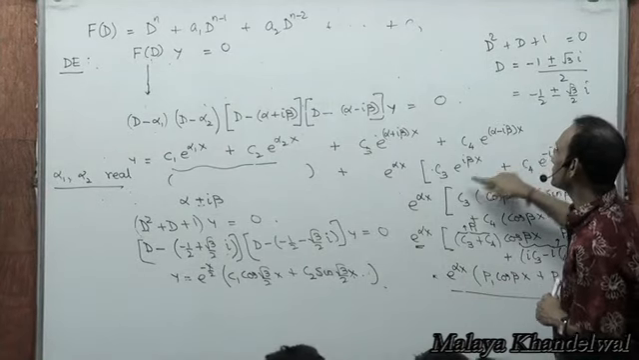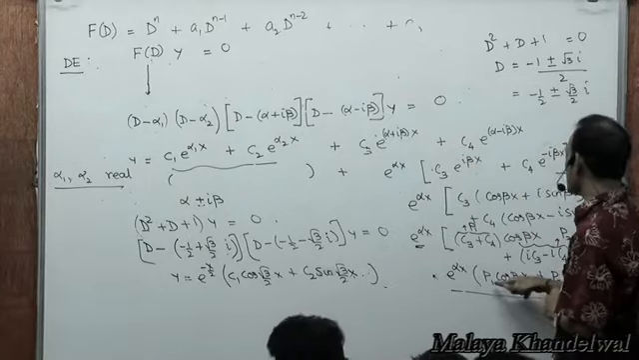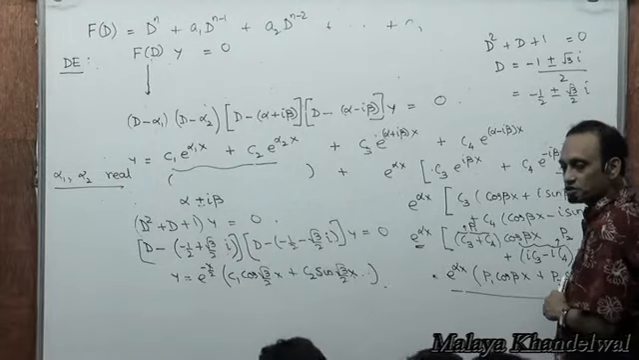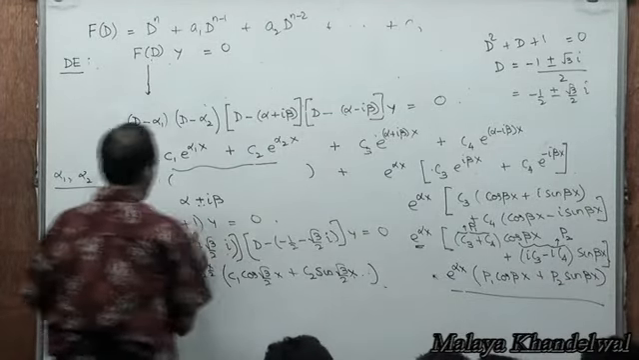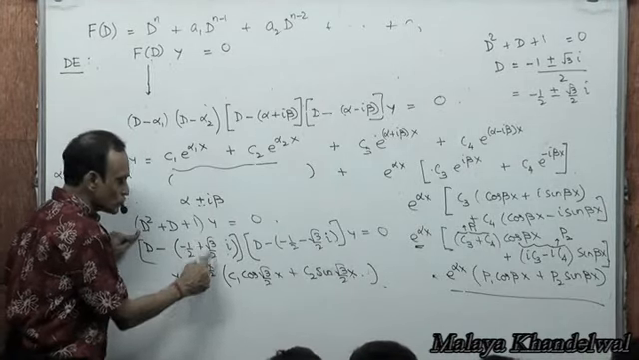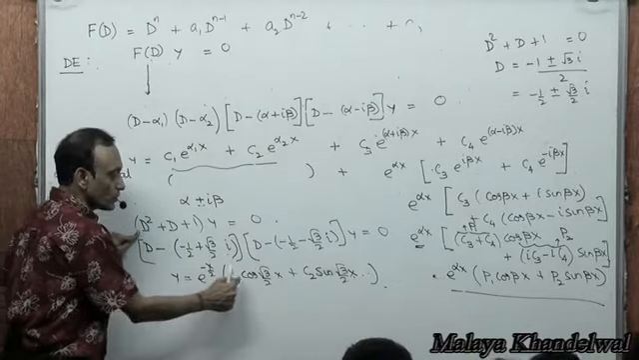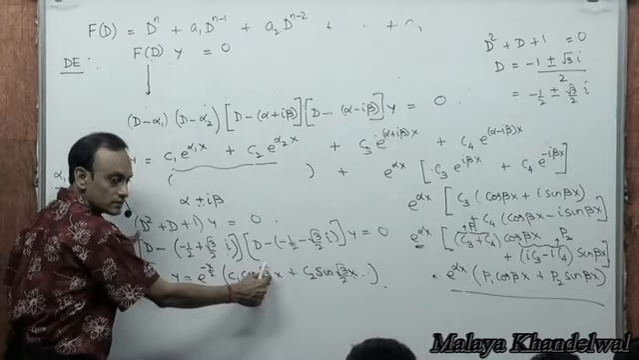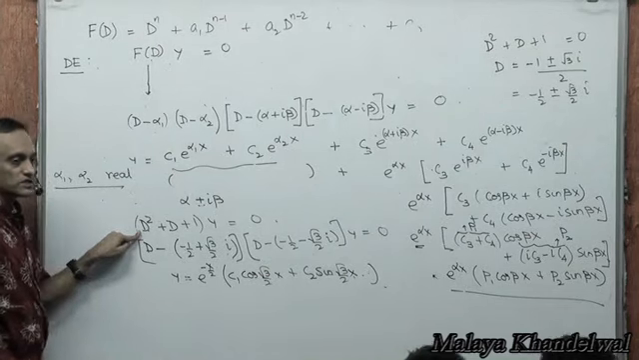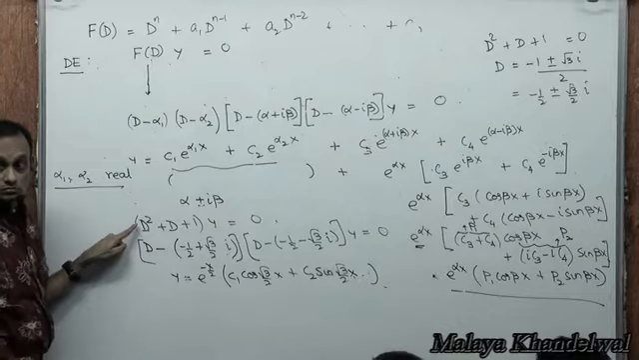What is its contribution? See, eventually e power alpha x, arbitrary constant into cos beta x plus another arbitrary constant into sin beta x. So in this case, alpha is minus half and beta is root 3 by 2. So what would be the solution? E power alpha x (c1 cos beta x plus c2 sin beta x). That's the solution. Yes or no?